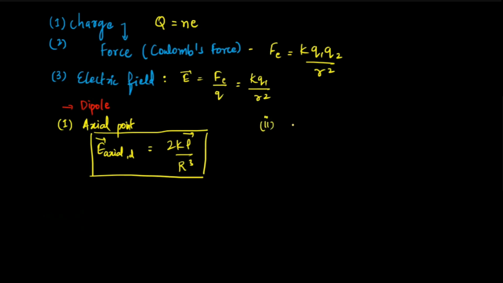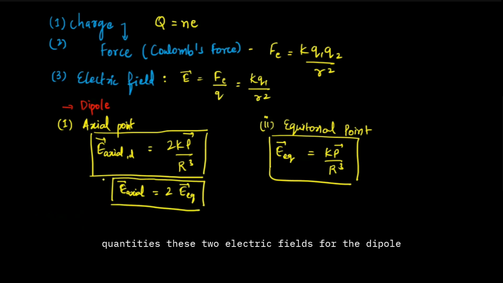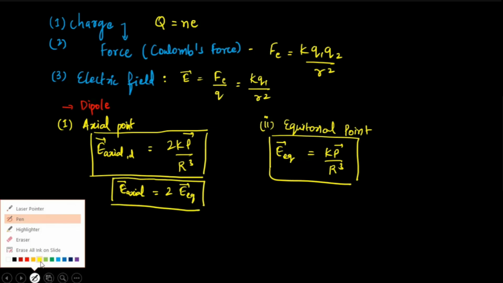Similarly, when we talked about the equatorial point, the field reduces to half. It becomes kp by r cubed. From here, we got a relation that the axial electric field is equal to twice the equatorial electric field. So this is the relation between these two physical quantities, these two electric fields for the dipole.